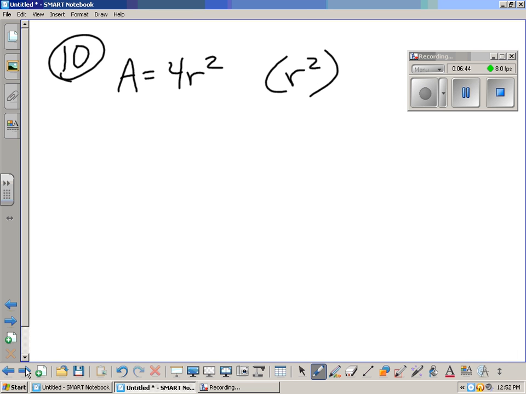We are solving for r squared. 4 and r squared are separated by multiplication. The inverse is division, so I divide both sides by 4. A divided by 4 is equal to r squared.